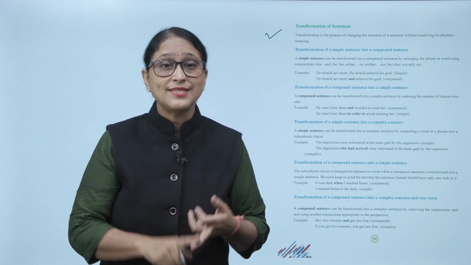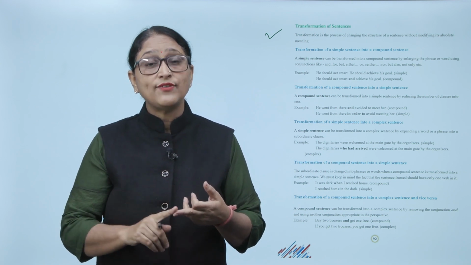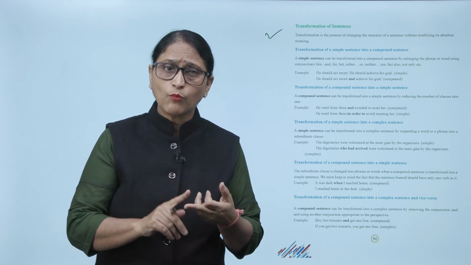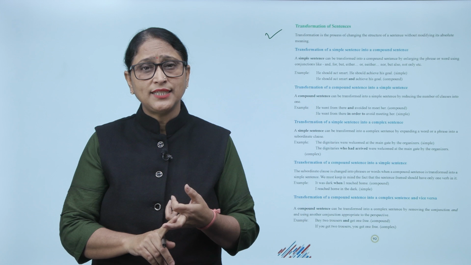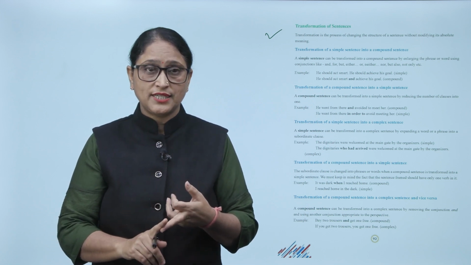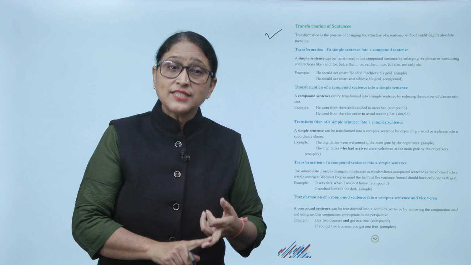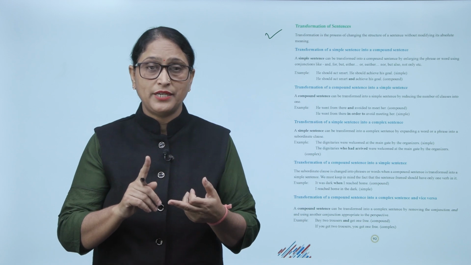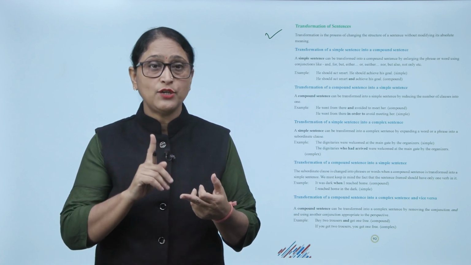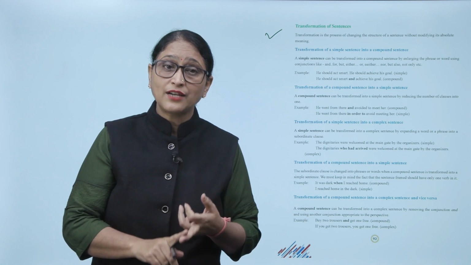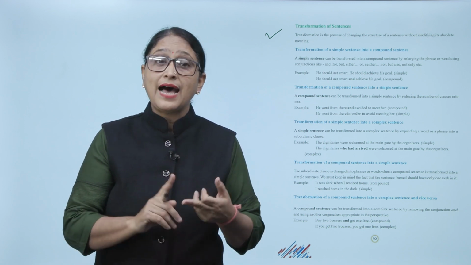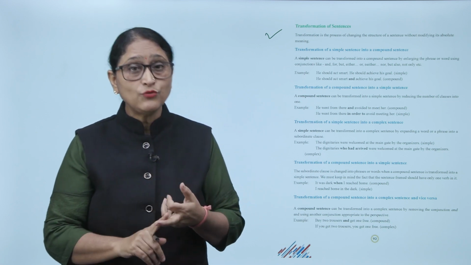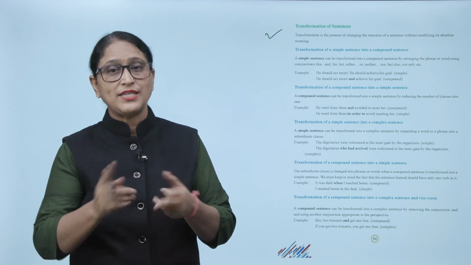The subordinate clause is changed into phrases or words when a compound sentence is transformed into a simple sentence. जो subordinate clause होता है उसको किस में change कर देते हैं? Phrases में या words में change कर देते हैं उसका. We must keep in mind the fact that the sentence framed should have only one verb in it. इसमें verb केवल एक ही होना चाहिए. Example: it was dark when I reached home. This is compound. I reached home in the dark. Simple.